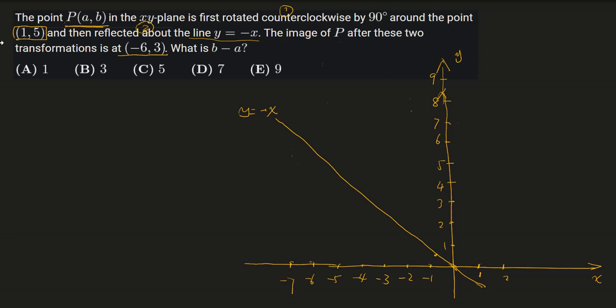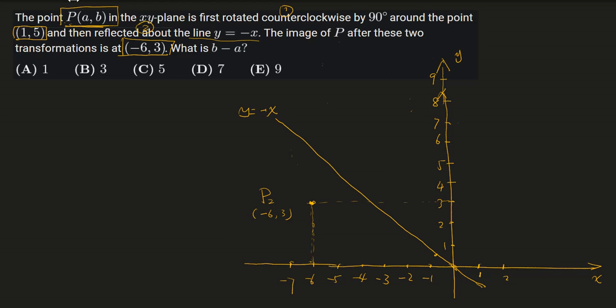First, we only need the final location of point P, which is (-6, 3). So this is -6 on the x-axis, and the coordinate on the y-axis is 3. Therefore, our final location of the point P is at this point. So we'll call that P2. So this is (-6, 3). And what we need to find is this P. So let's just call that P or P0.